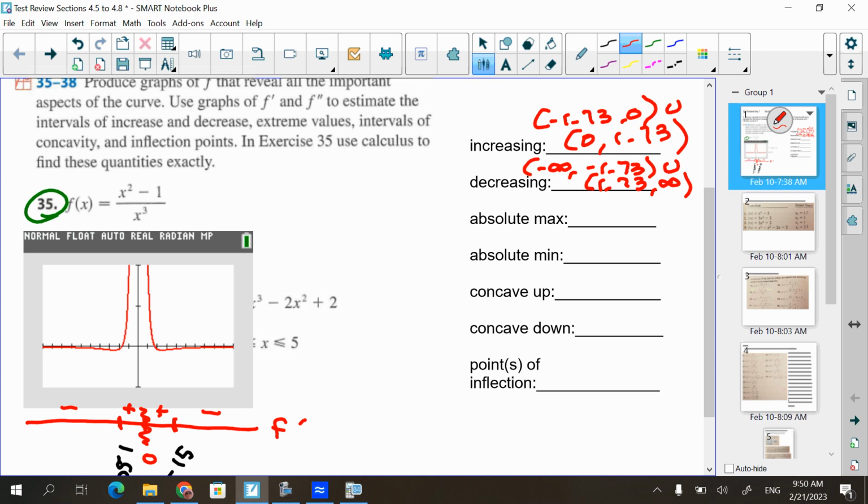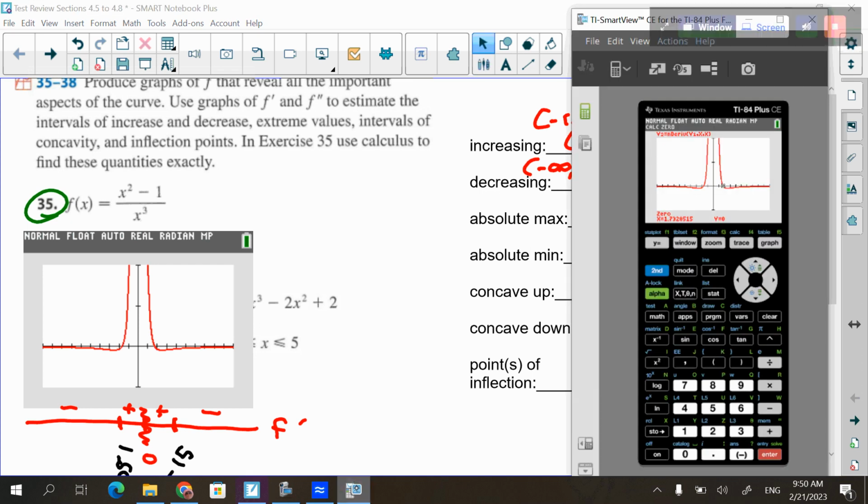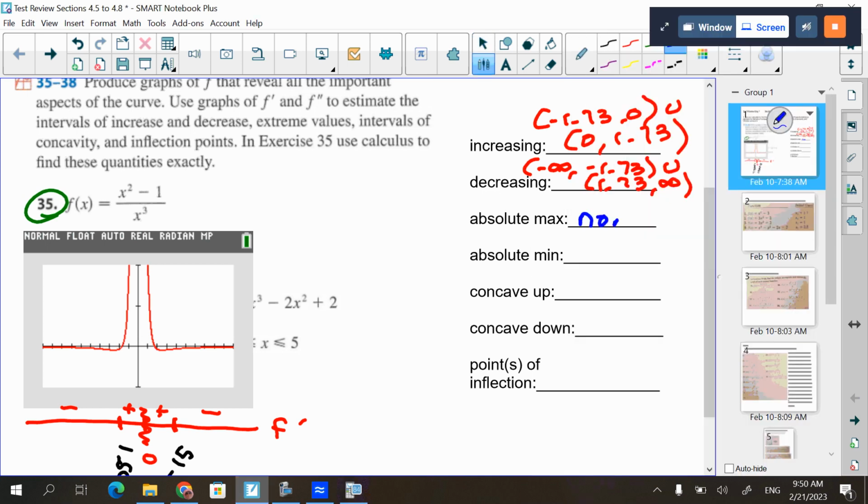Does it have an absolute max? Well, it doesn't. Now, these are absolute max and absolute min. Think of the original graph that you saw. Does it have an absolute max or min? It's not asking there for relative max or min, but absolute max or min. So let me go back and turn this guy on so you can see that graph, the blue graph. See how it goes up forever and ever? That means there's no absolute max. It goes down forever and ever. There's no absolute min. Okay, so for this one right here, we would have to say none.